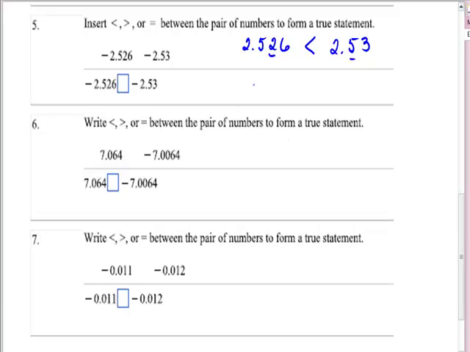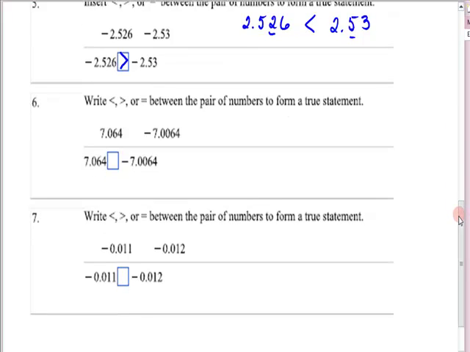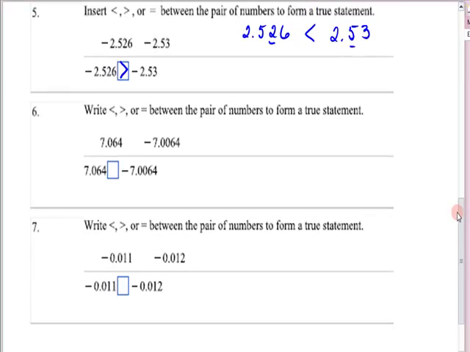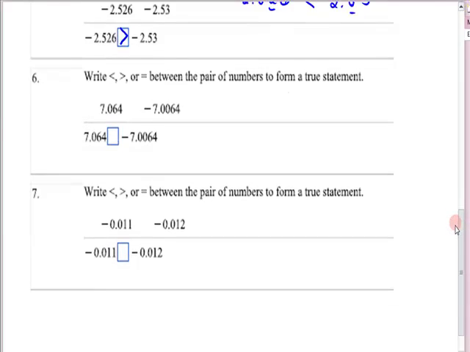But these are negatives. So the direction is opposite. For the negatives, the more negative you are, the smaller the number. This one is more negative than this one, so it is smaller, and the symbol points toward the smaller one. I have a tendency to think in terms of positives and then reverse the symbol. You might think of it a different way. You might think of it more on the number line.